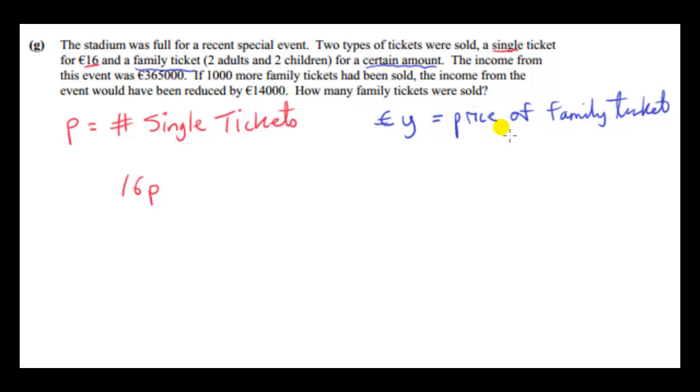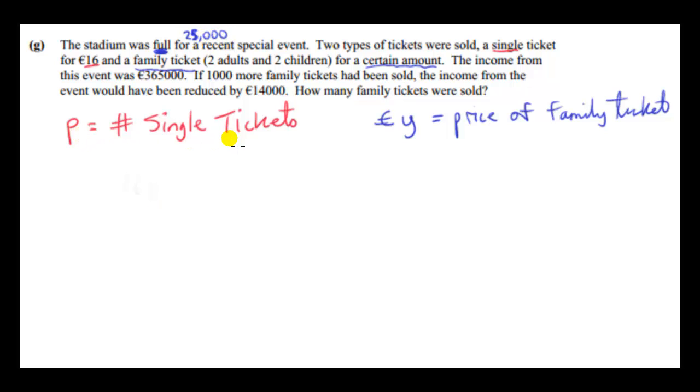Now, how many family tickets were sold? Well, we could say that X family tickets were sold, and we'd multiply X by the cost of a family ticket, X times Y. But actually X and P are related, because we are given that the stadium was full. So we know how many tickets were sold in total. The stadium was full, 25,000 tickets were sold. Well, 25,000 people filled the stadium.